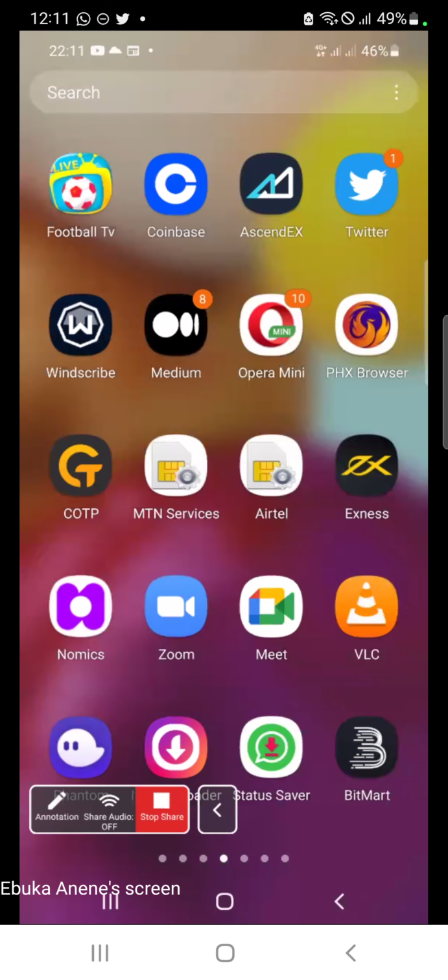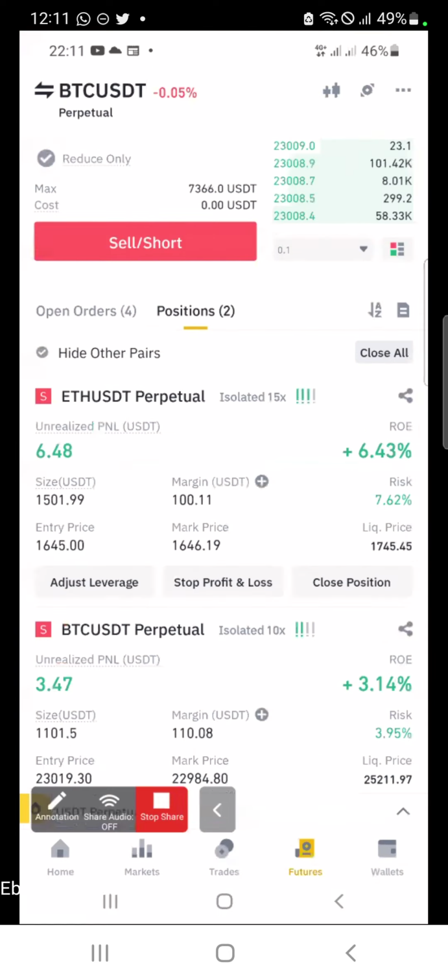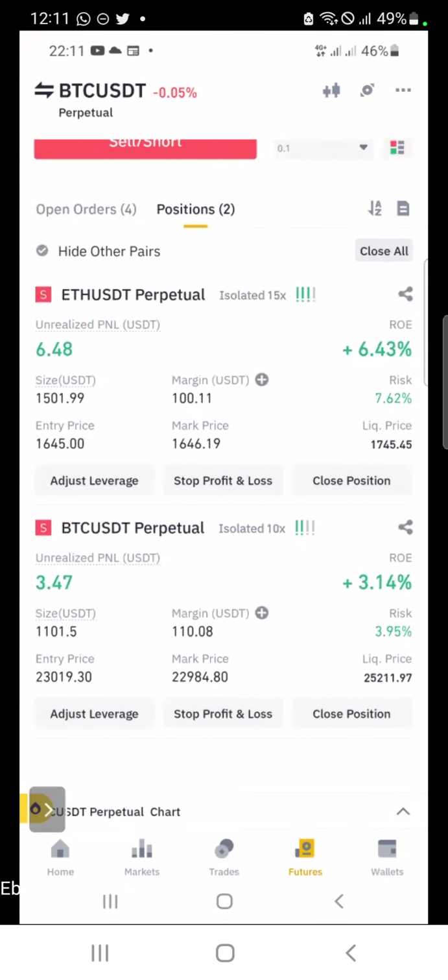Okay, look at that trade I entered. Let me show you the trade. Are you seeing the trade? Yeah. Now you see them. Wow, that's going to be wonderful.